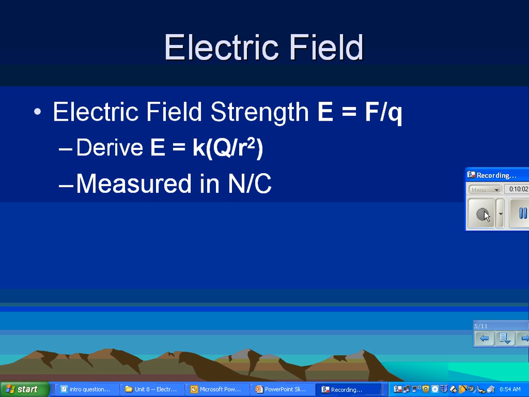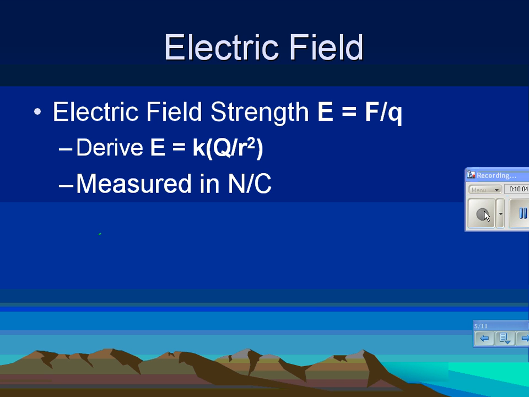So if I have an electric field right here that has a strength of 10 newtons per coulomb, and I take an object now that has 1 coulomb of charge on it, and I place it right there, how many newtons of force will it feel? 10 newtons. What about if I take an object that has 3 coulombs of charge, and I place it right there? 30 newtons of force.